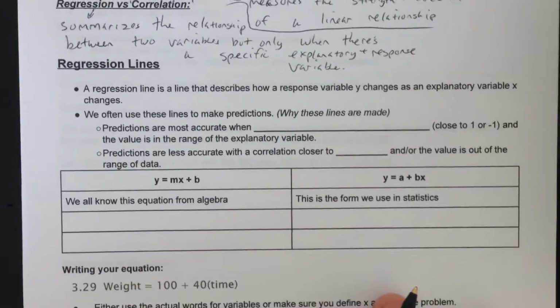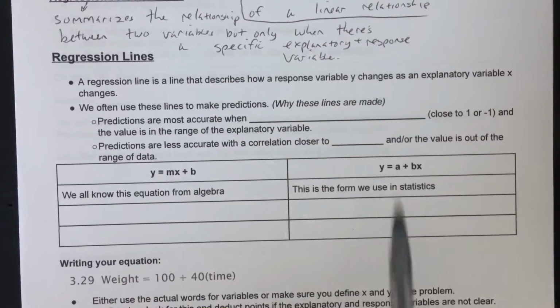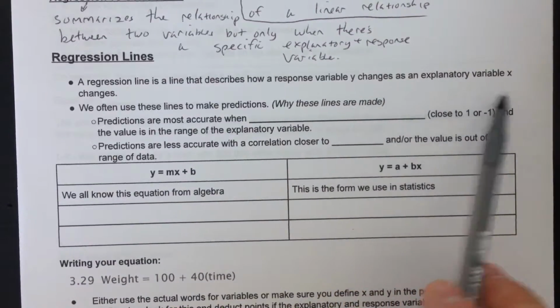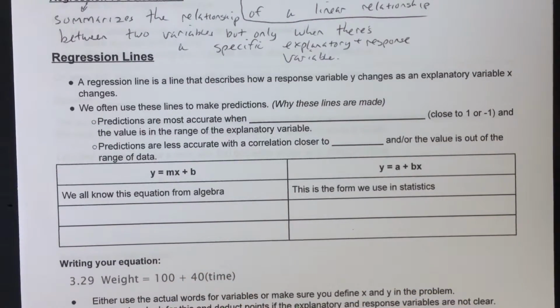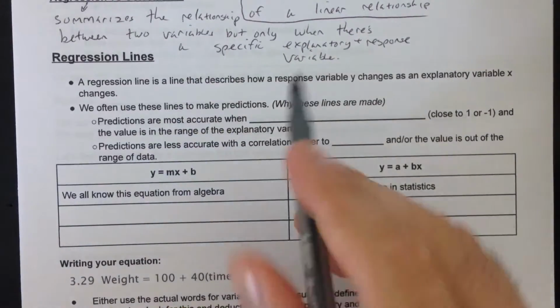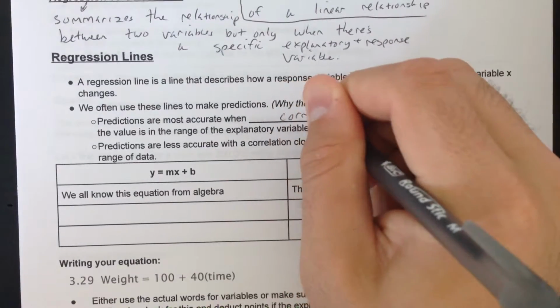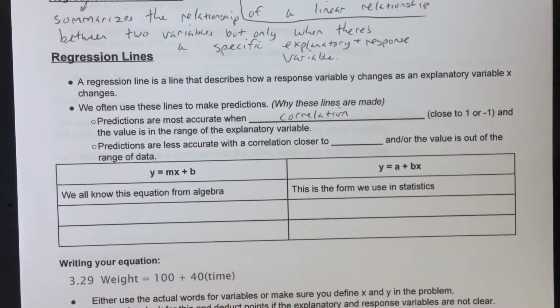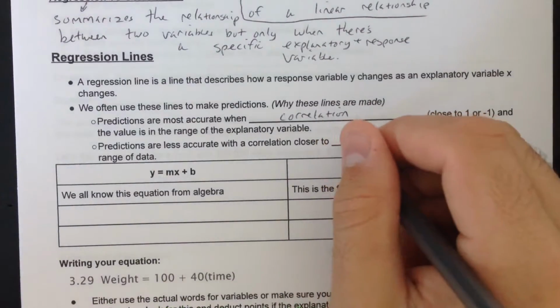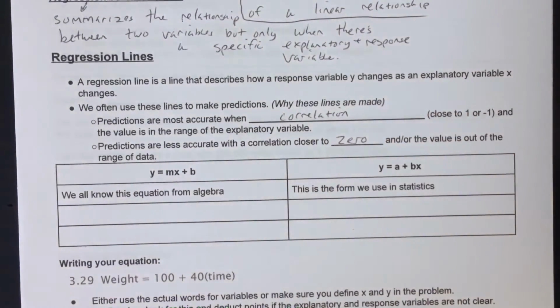Regression lines. A regression line is a line that describes how a response variable y changes as the explanatory variable x changes. We often use these lines to make predictions. This is the big reason why lines are made. We can predict things into the future, given some certain set of data. Predictions are most accurate when the correlation of these two variables is close to 1 or negative 1, and the value is in the range of the explanatory variable. Predictions are less accurate with a correlation closer to 0. So be careful if you have an r value that's not that strong in either direction.